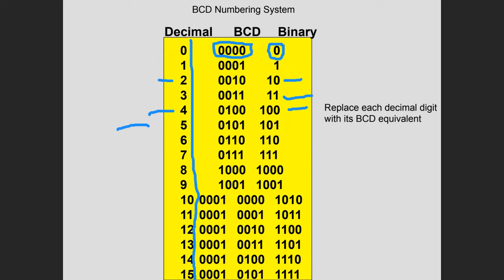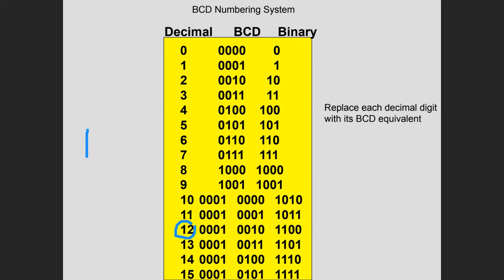Now, the thing to watch out for, remember earlier we said that you use 4 bits to represent every digit in a base 10 number, 0 through 9. I want to be clear about what I mean. Let's go to 12. If you look at 12, I'm going to use 4 bits to represent the 1. I'm going to use another 4 bits to represent the 2.